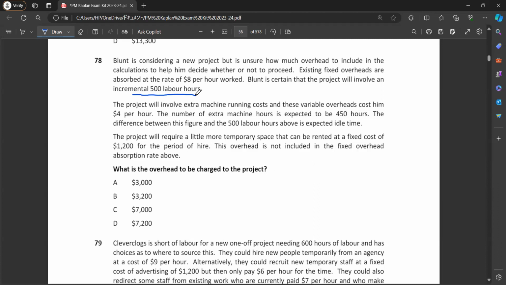The project will involve extra machine running cost, and these variable overheads cost him $4 per hour. The number of extra machine hours is expected to be 450 hours. The difference between this figure and 500 labor hours above is expected idle time. The project will require a little more temporary space that can be rented at a fixed cost of 1,200 for the period of hire. This overhead is not included in the fixed overhead absorption rate above. What is the overhead to be charged to the project?